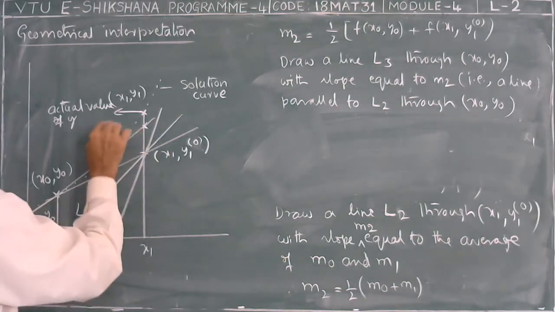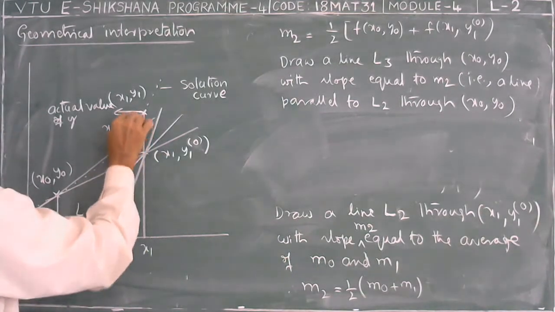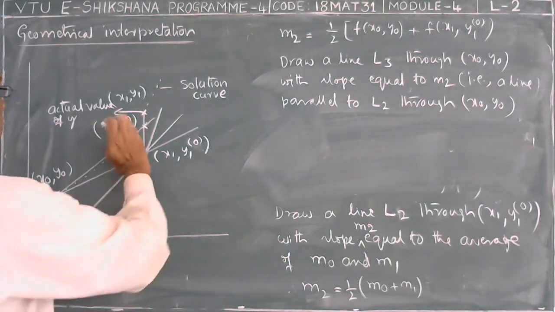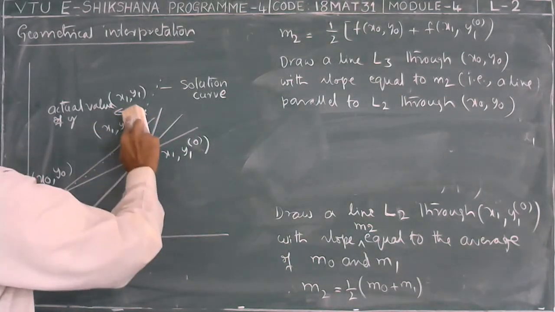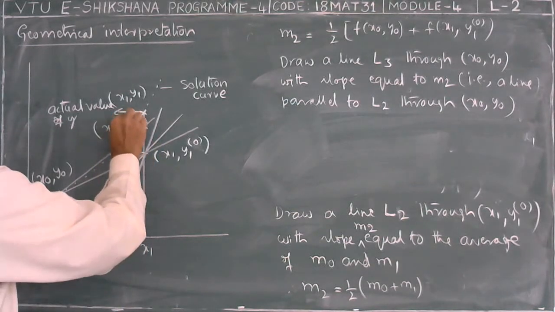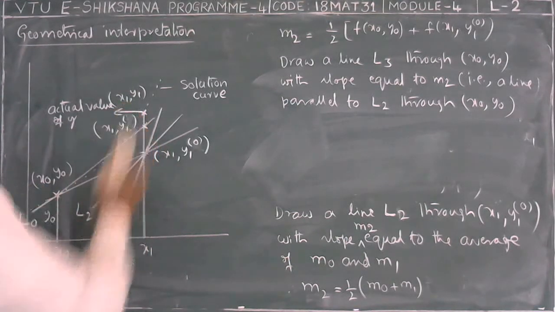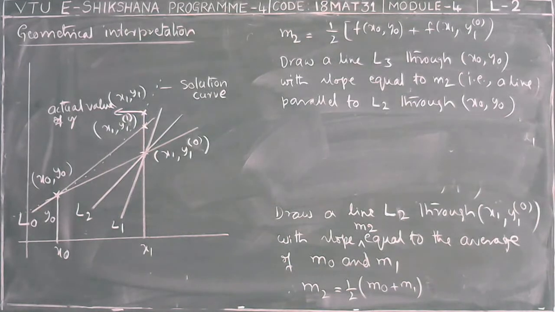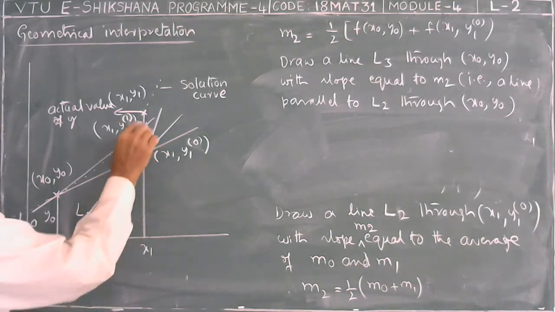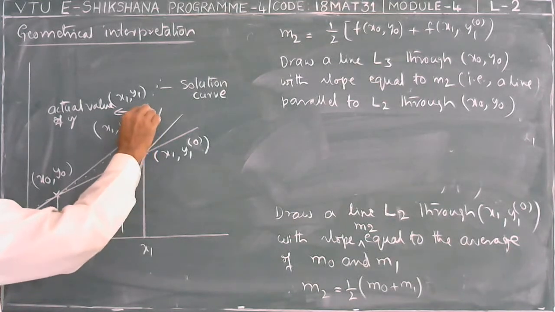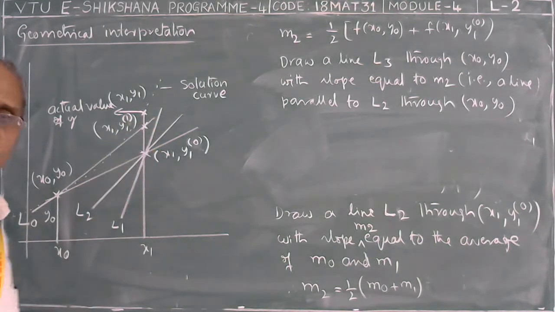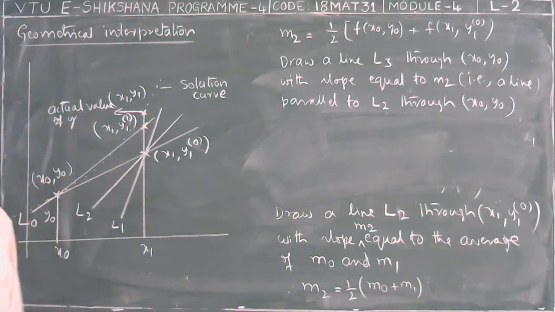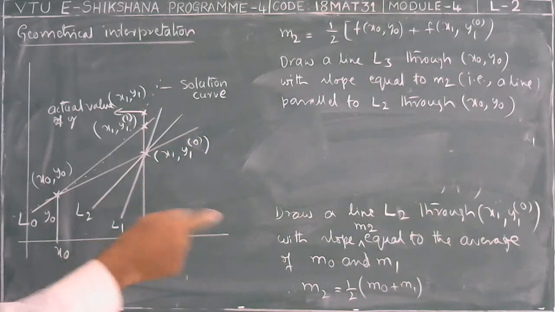At this point, let us call this x1, y1 1. As you see, this value is close to the exact value compared to the one determined by Euler's method. That is the improvement. So we have drawn L3 through x0, y0 with slope equal to m2, but m2 is the average of slopes of L0 and L1.